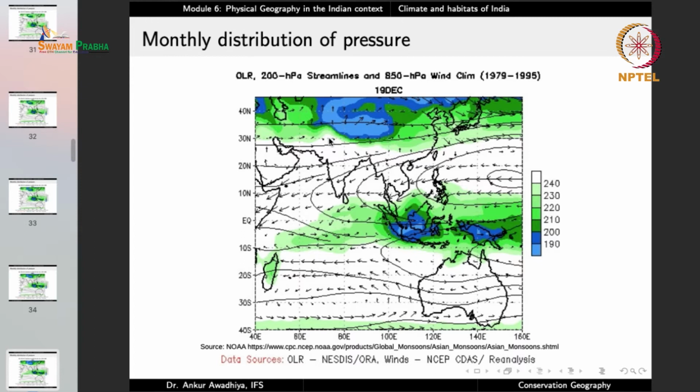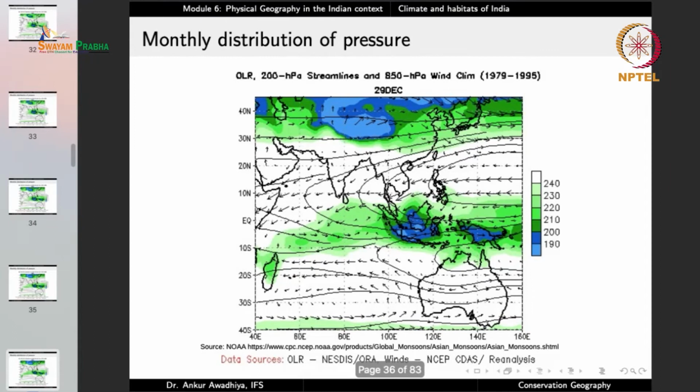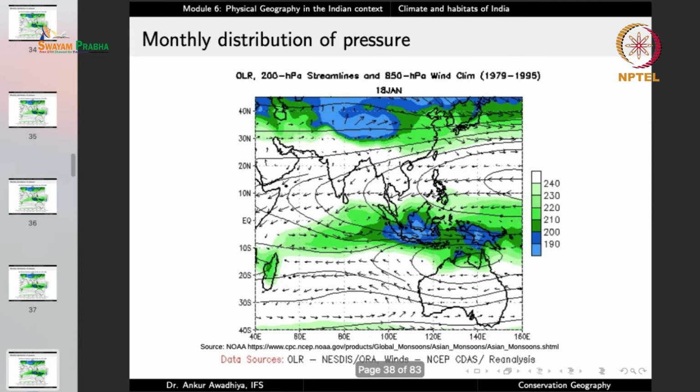And when you have a cold land, when you have cold air, this air being denser stays close to the ground and creates a high pressure zone. So in the winter months we have a situation where the winds are moving away from India, from land into water, and so they are no longer rain bearing winds. So this is 29th of December.